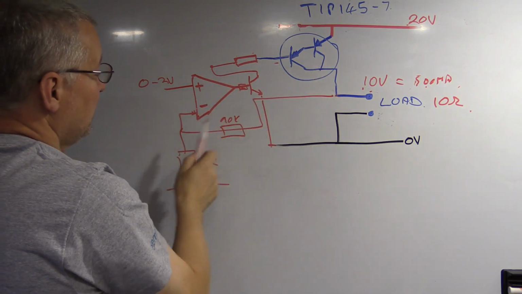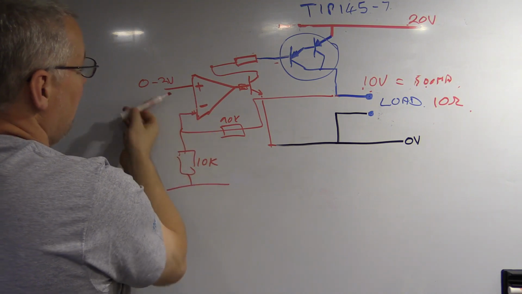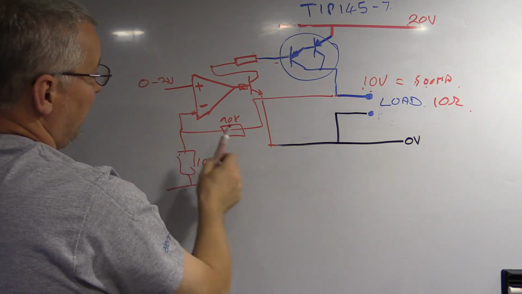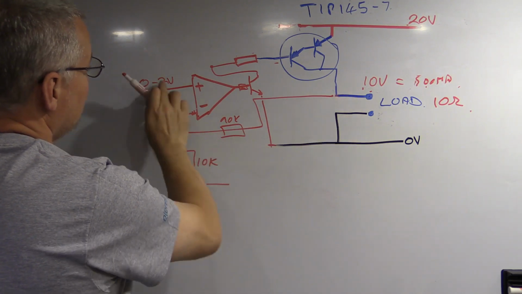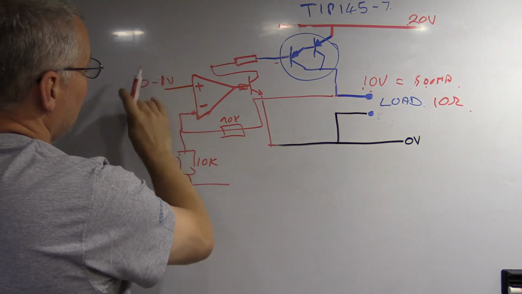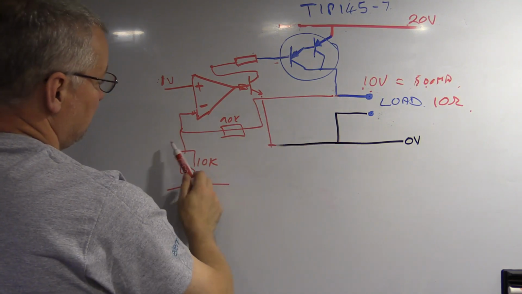The op amp, again, is going to do whatever it takes to keep that negative input the same as the positive input. So now we've got the 0 to 2 volts, and we have 0 to 20 volts coming out. So if you set this to 1 volt on here, then this will go to 10 volts and stabilize, all right?